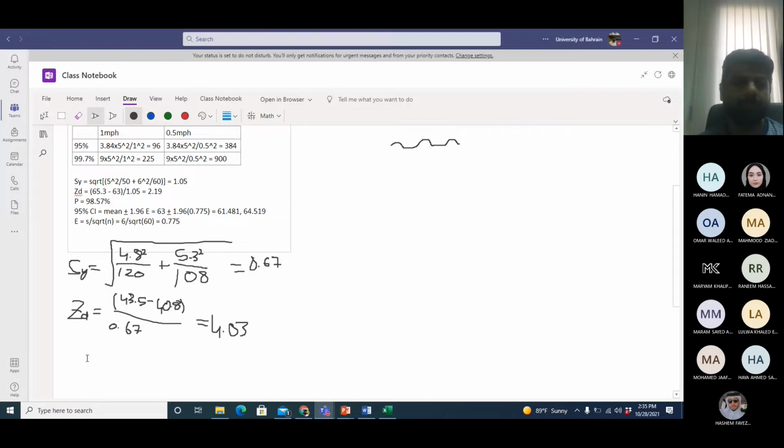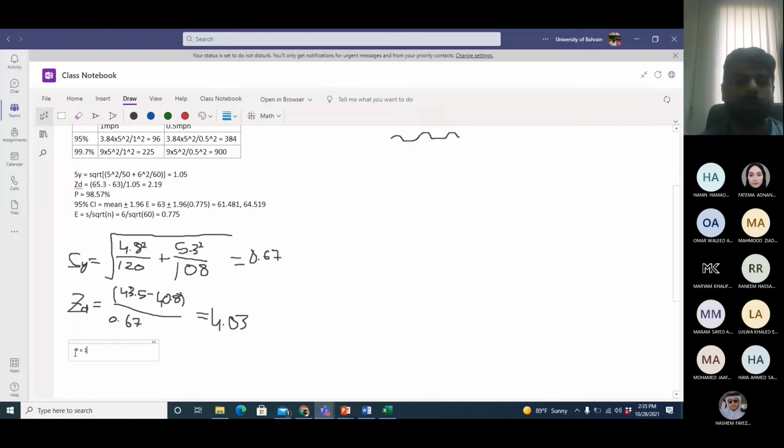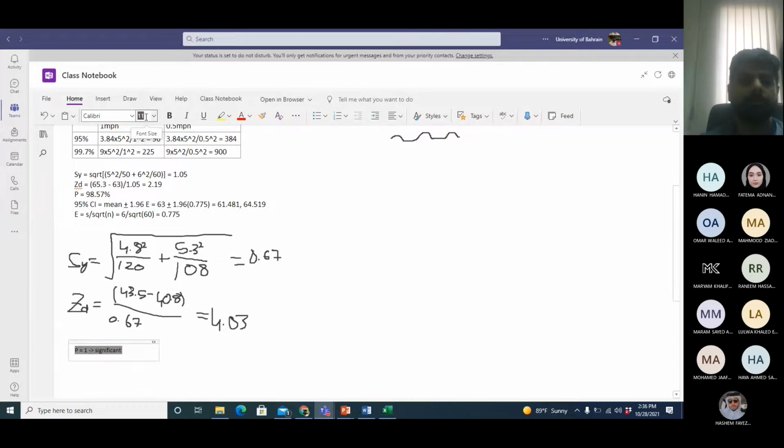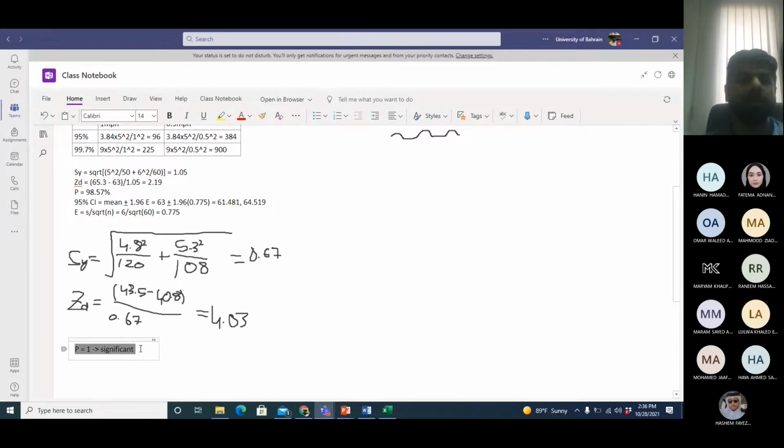So for my example, now I can safely say that I have achieved a probability of 1. If you have achieved a probability of 1, then my decision is that the difference is significant. Because my limit for the probability was 95%. So if the probability is 95% or higher, I will say the change is significant. In this case, it is 1. So obviously the change is significant.